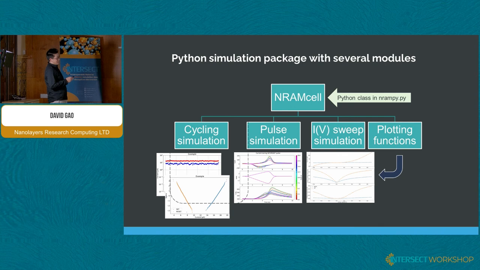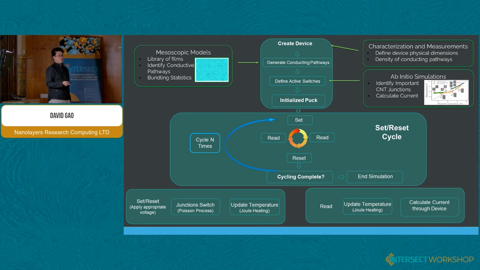I think something like this should be very familiar to a lot of the audience because it is a device model after all. Essentially, we start by creating the device. To do that, we take parameters from characterization, so we know the size of the nanotube films, the density, what length tubes there are, and the distribution of the tube lengths. We take all that information, set our boundary conditions, and then look in our library of films to pull out the mesoscopic model that corresponds to that structure. Within those mesoscopic models, we can identify exactly the conductive pathways and the bundling statistics, so we know how current is traveling through the device.